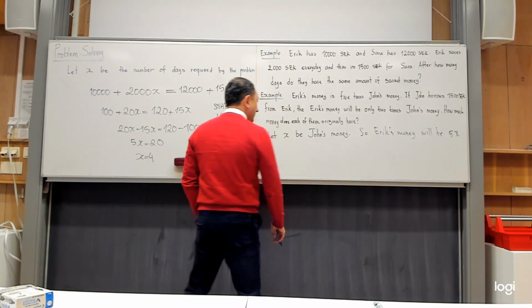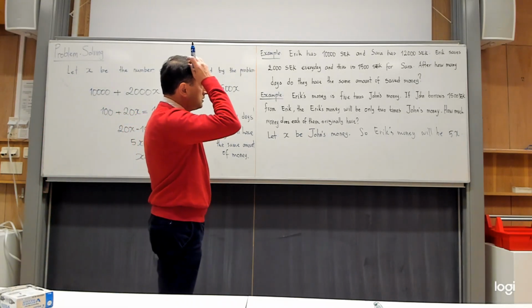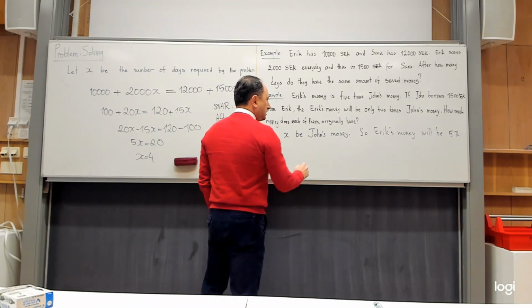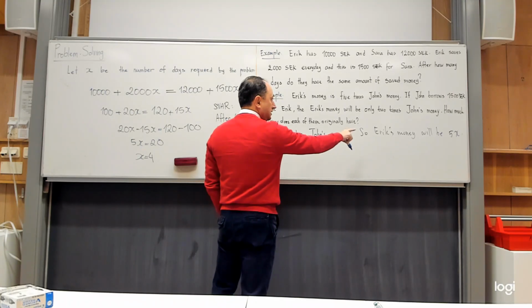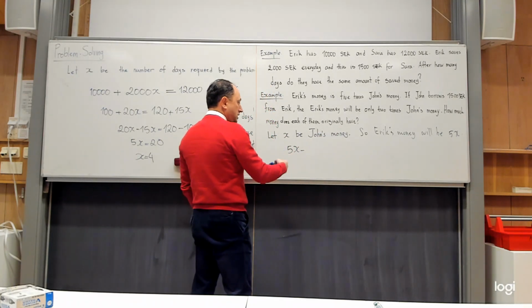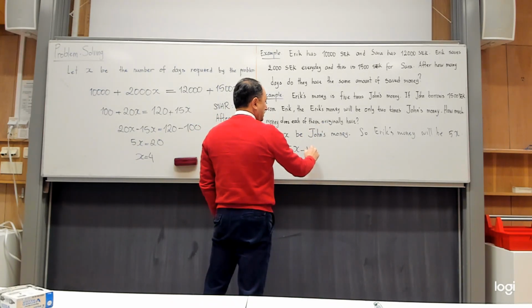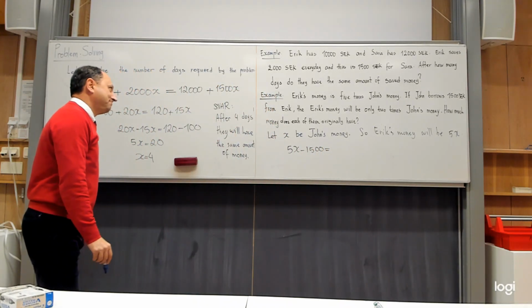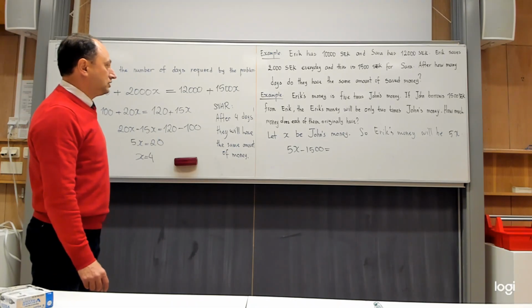Then John borrows 1,500, so we write 5x minus 1,500, because the money Eric has is 5x now. He actually lends how much? 1,500. And then what happens suddenly? Suddenly, John's money is 1/2 of Eric's money, or Eric's money is 2 times higher.